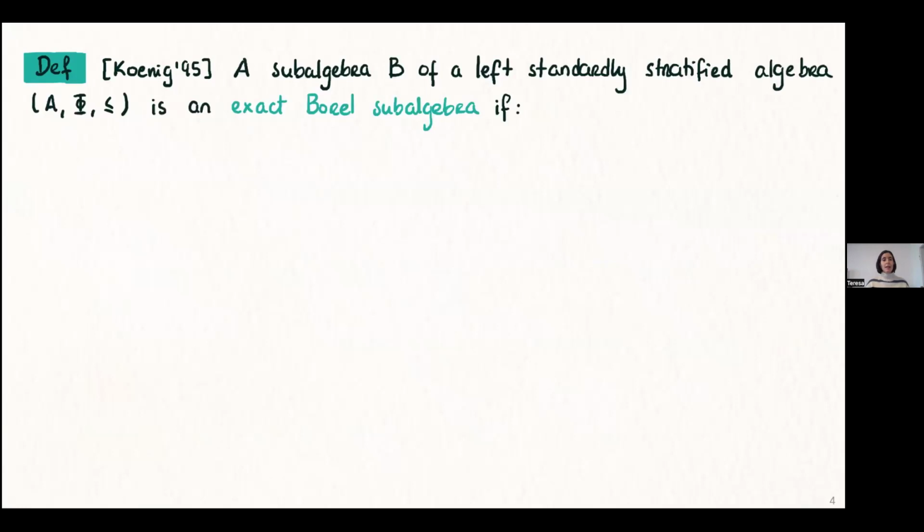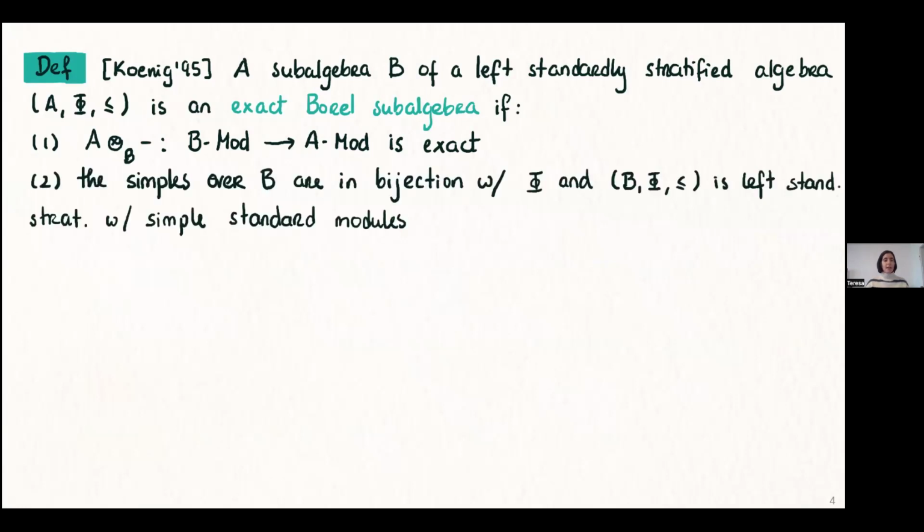So what is that? A subalgebra B of a left standardly stratified algebra A is an exact Borel subalgebra if the following conditions hold. First, we want the induction functor to be exact from B-mod to A-mod. Secondly, we want that the simples over B are in bijection with the simples over A, and we want that B is left standardly stratified with respect to phi and has simple standard modules. And lastly, we want that inducing up the simple module over B with label i yields the standard module over A with label i, and that should hold for every i in phi.